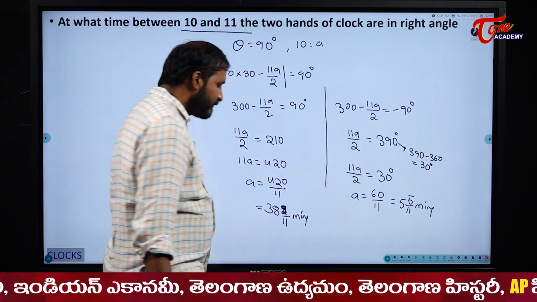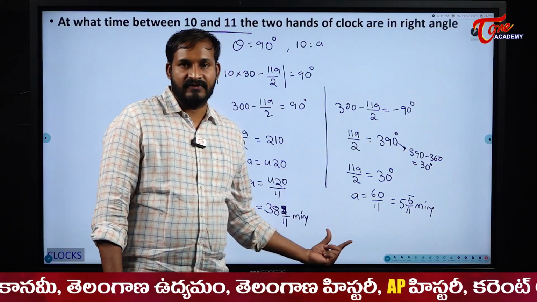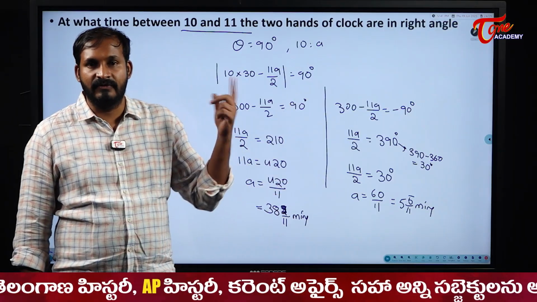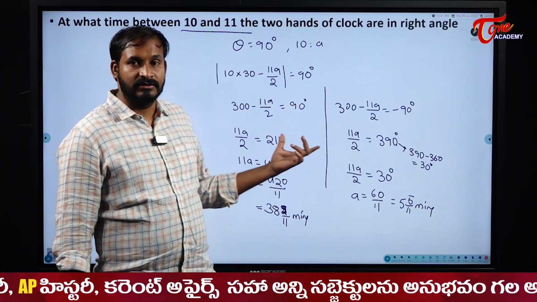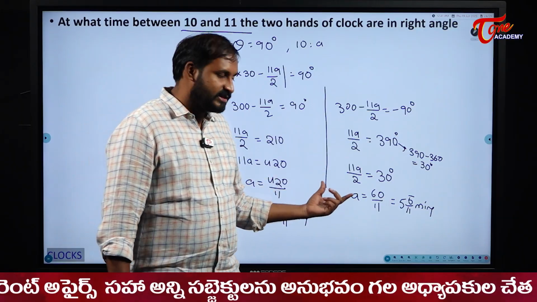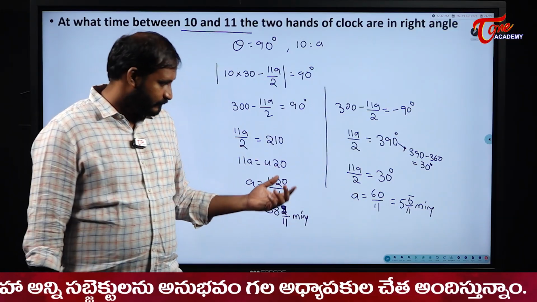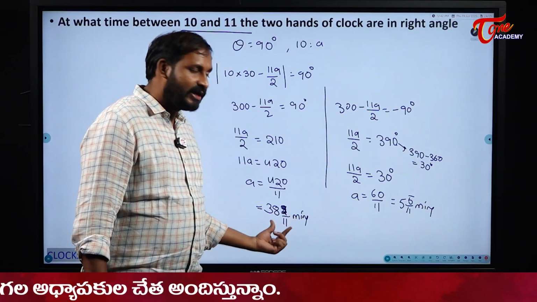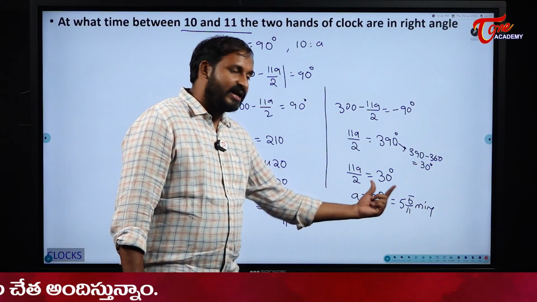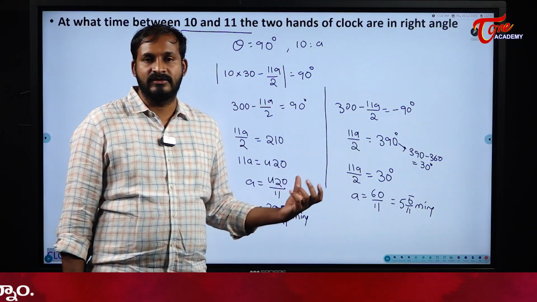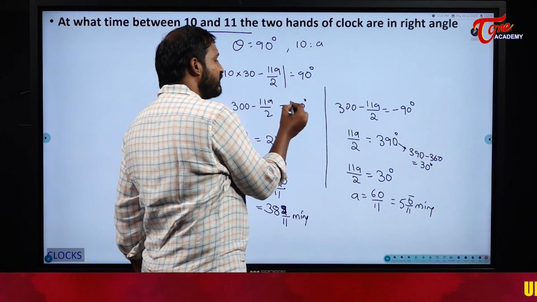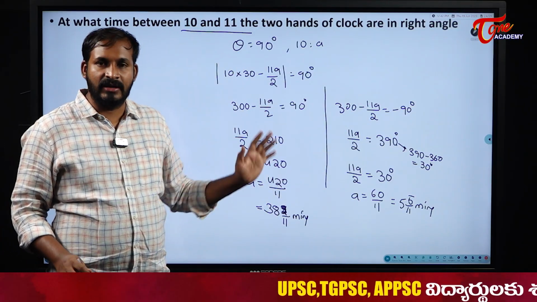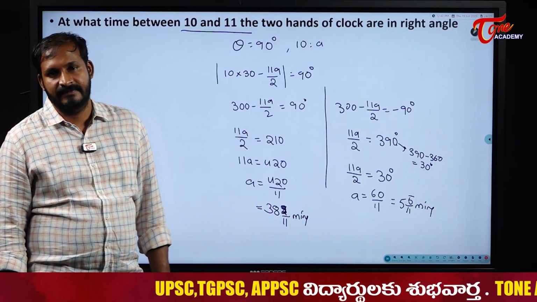See here, students. Before overlapping itself, the two right angles are forming. That is the reason I told you that it will not happen all the times that one will be formed before and one will be formed after. There are some exceptional cases like this only. Sometimes it may or sometimes it may not happen. So both the times are correct. So at 10:38 2 by 11 minutes, it will be in right angle, and at 10 5 by 11 minutes, the two hands will be in right angles. So definitely you should consider both plus 90 and minus 90 and you will get two different answers and both are correct.